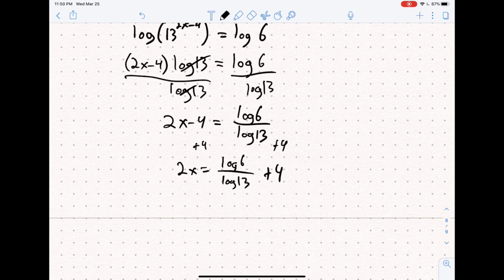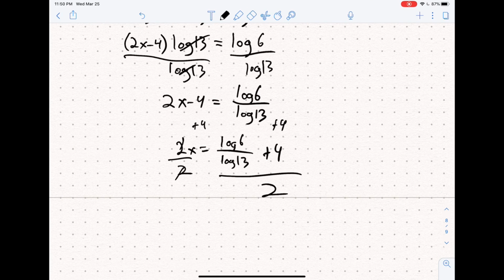And then we need to divide both sides by 2. So on the left-hand side, those cancel. On the right-hand side, it's just important that we divide each thing by 2. So the log of 6 over log of 13, when we divide that by 2, it's like multiplying by a half. It ends up with that 2 going on the bottom. And then we're also going to need to divide 4 by 2. So what does this turn into? It's the log of 6 over 2 times log 13, plus, and then 4 over 2 is just 2.